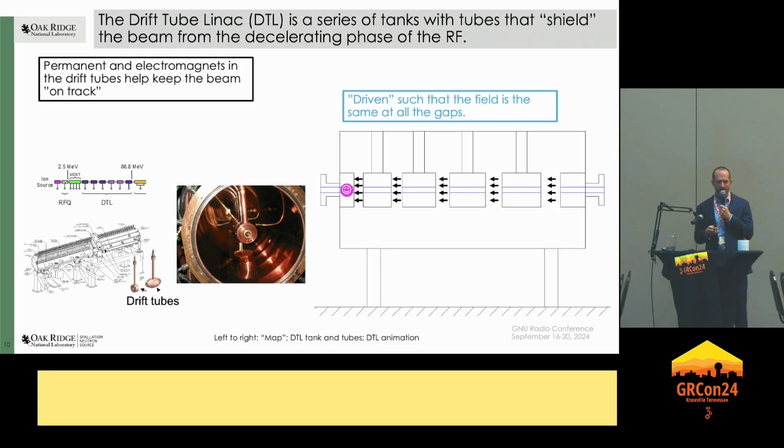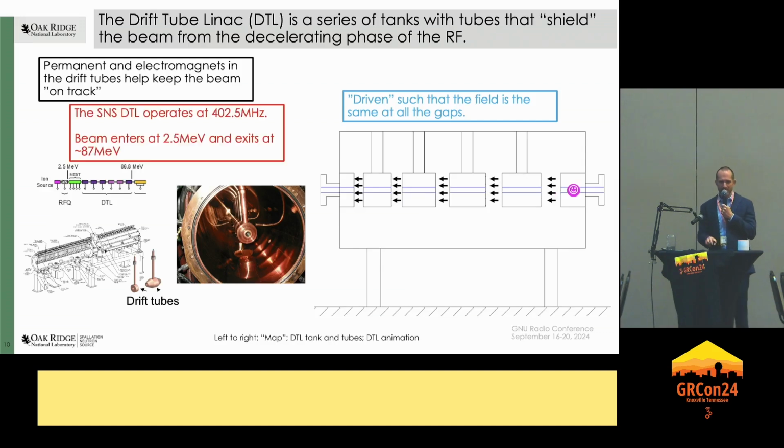And so these tanks are driven such that you have the same field at all the gaps. Remember, we talked about the gaps very early on in the presentation. That's where the ions are actually picking up their energy. And so here's a nice little animation that's like 20 years old, showing you that this particle is happy. He's shielded from the incorrect phase of the RF, and then when he's in the gap, he gets the correct phase and picks up speed as he goes along. So just like the RFQ, our SNS DTLs operate at 402.5 megahertz. Beam energy is 2.5 MeV at the entrance and 87 MeV at the exit.